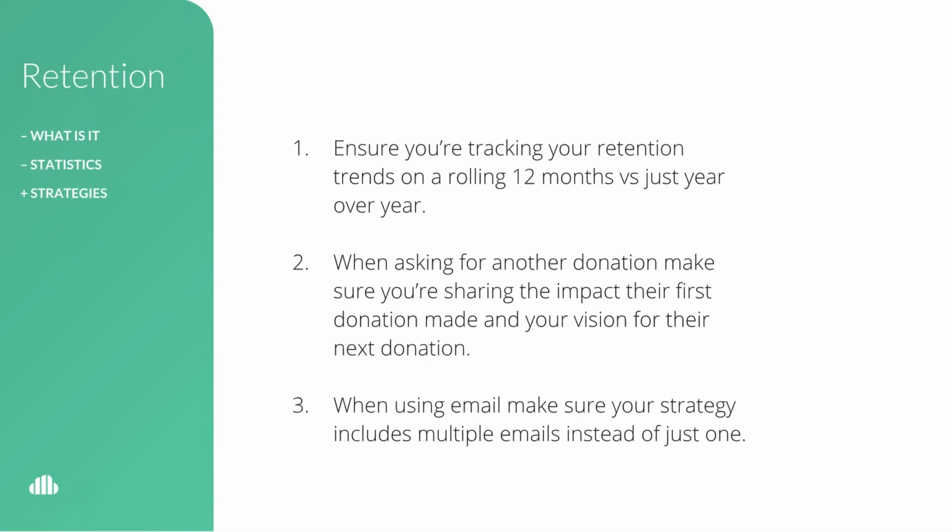And so lastly, when using email, make sure your strategy includes multiple emails instead of just one. Again, one of the things we see so often is that someone will send one email appeal and get really disappointed when they don't get results. The average open rate of emails is only 20%. If you think about your own inbox, I'm sure you can imagine all the times you've passed up emails or just deleted something because you didn't have time for it right then.